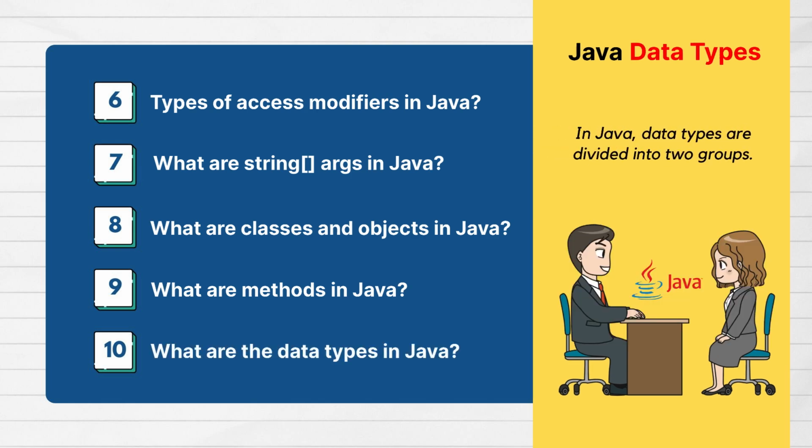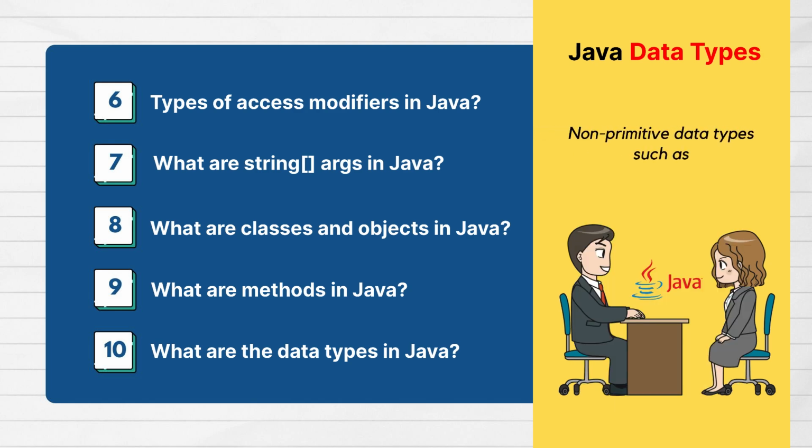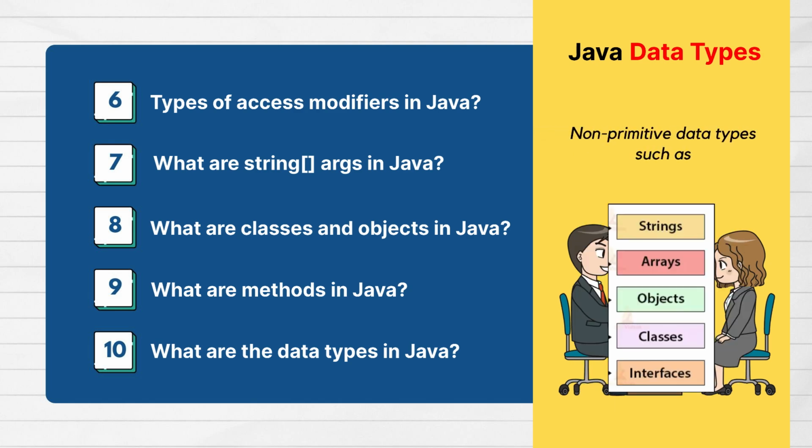In Java, data types are divided into two groups. These are of different sizes and values that can be stored in the variable that is made as per convenience. Primitive data types include byte, short, int, long, float, double, boolean, and char. Non-primitive data types are such as strings, arrays, and classes, etc.